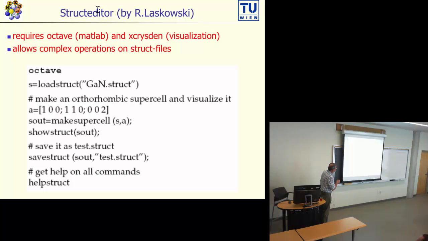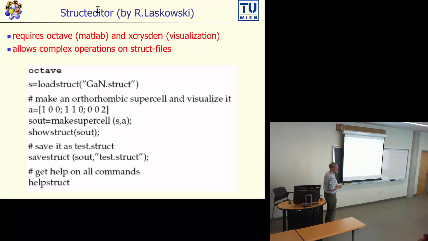There is a second program, it's called the Structure Editor, written by Robert a couple of years ago, which requires Octave. Octave is the public domain version of MATLAB. Every Linux should have an Octave. Maybe it's not installed, then ask your system administrator to install Octave also on your computer. And for visualization, it's recommended to use XCrySDen then. And this structure editor allows, I would almost say, arbitrary complex operations on structure files. The drawback is you have to know a little bit about the syntax.